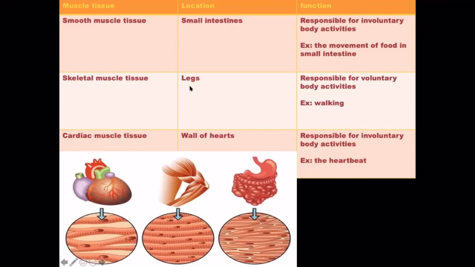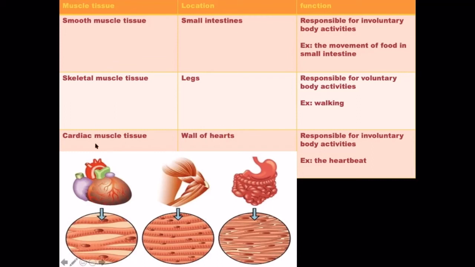For example, in the leg. Skeletal muscle tissue means any muscle that is attached to your bones. So for example here, this is how skeletal muscle looks like. It looks very long and also tied to each other. So the function is responsible for voluntary action, for example, walking. Voluntary means that you are aware that you are doing that activity. For example, walking.